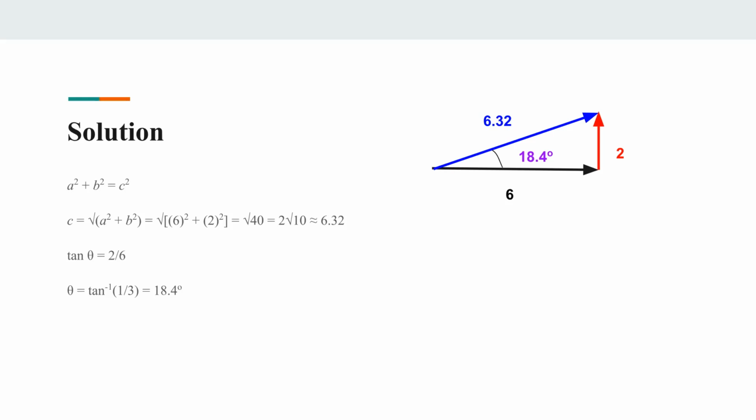If you want to add these two vectors, now this is the Pythagorean theorem. If you remember, a squared plus b squared equals c squared. You apply the Pythagorean theorem because this is basically a right triangle. So not 6 plus 2, this is a squared plus b squared equals c squared. You solve for c by taking the positive square root. Negative does not make sense here. You plug in the values, you get root 40 equals 2 root 10, which is about equal to 6.32. So this is the actual resultant vector.